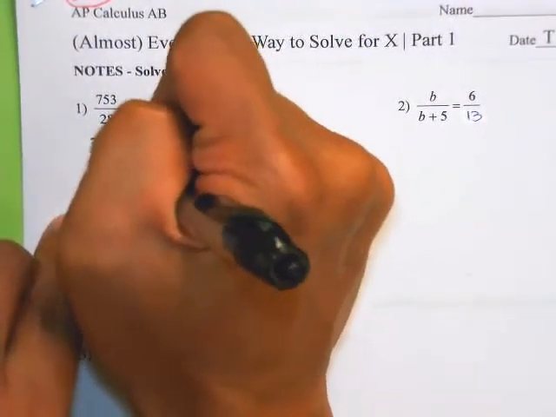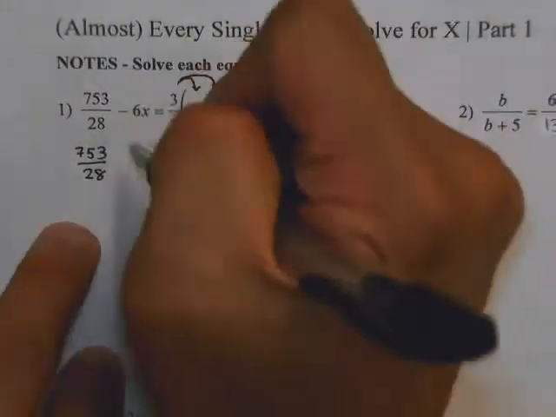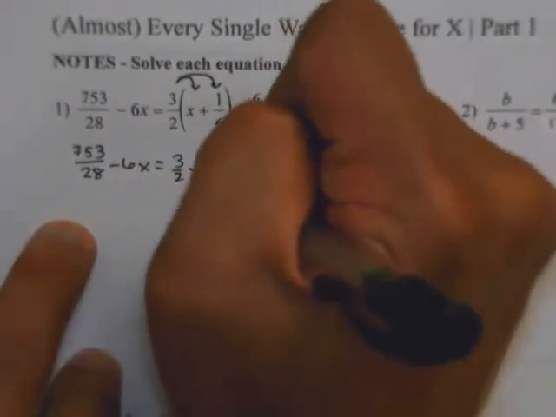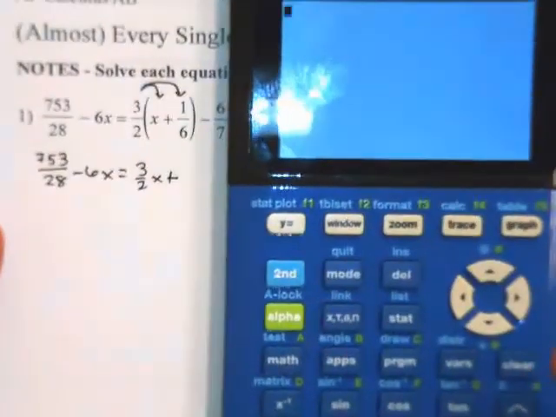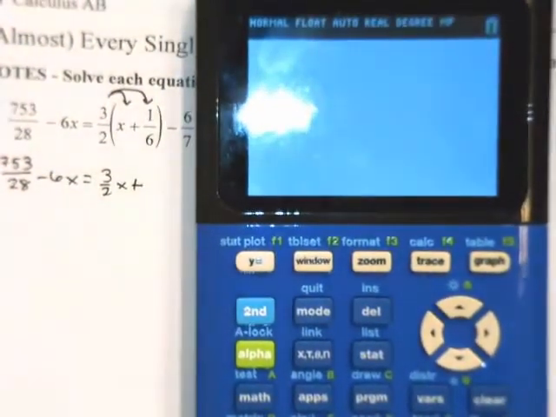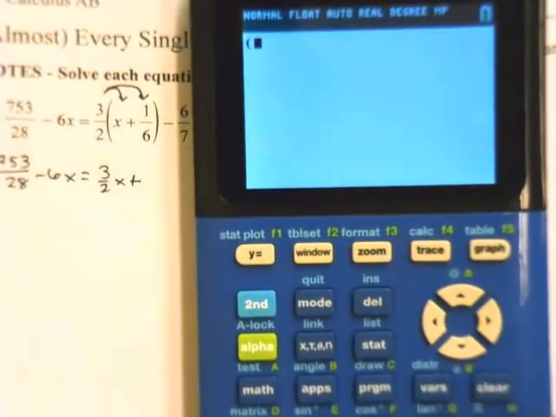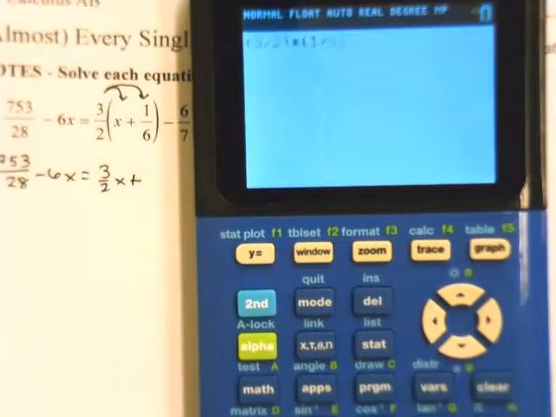It can get intimidating. 753 over 28 minus 6x is equal to, okay, 3/2 times x is just 3/2 x plus, the one good thing about the TI-84, this is one way you could do this work. You can go parentheses 3 divided by 2, close parentheses, times parentheses 1 divided by 6, close parentheses, and 0.25. If you guys already know that that is 1/4, you can write 1/4.